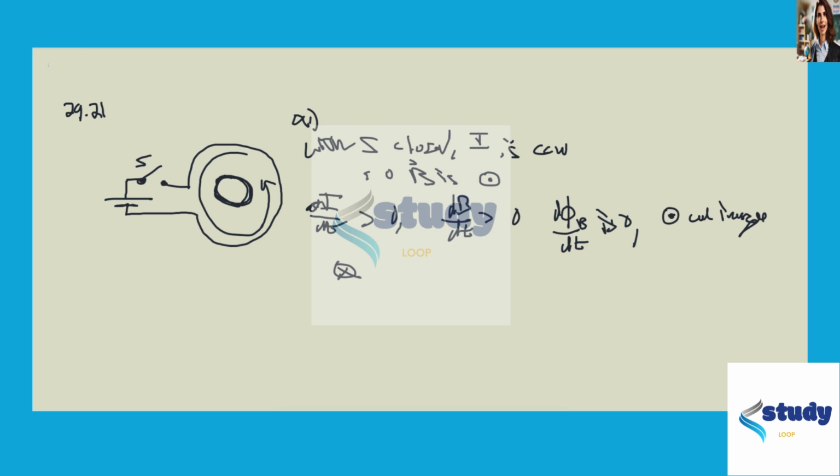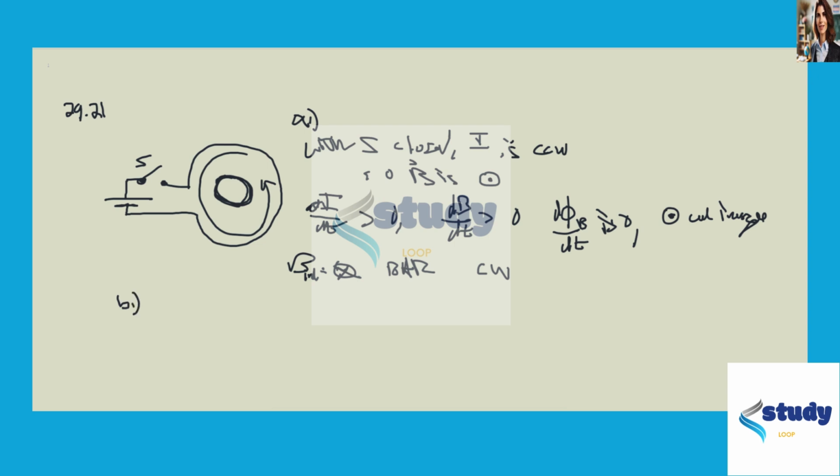Sorry, this dot is out of the page, so the flux is out of the page and increasing, so the induced current must oppose that by making a B field into the page. So B induced is into the page. Using the right hand rule, we see that it must be a clockwise current.